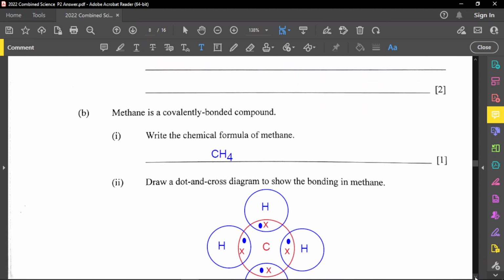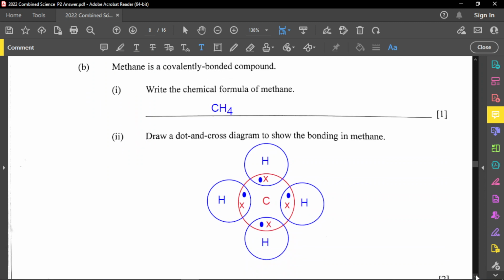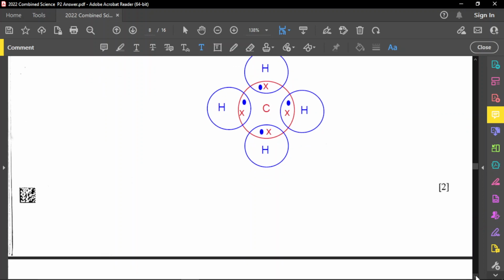Part B: methane is a covalently bonded compound. Write the chemical formula for methane, which is CH4. That is the simplest organic compound that you may have. And draw a dot and cross diagram to show the bonding in methane. So you can just pause here and go through it. You will see everything that represents carbon is in red, and those that represent hydrogen will be in blue. Remember that hydrogen has only 1 valence electron, and carbon has 4.